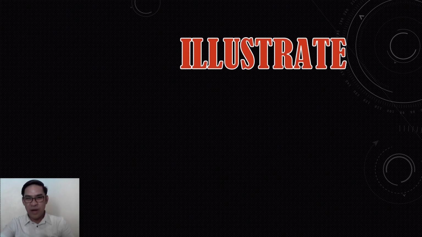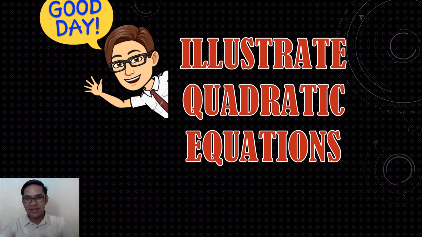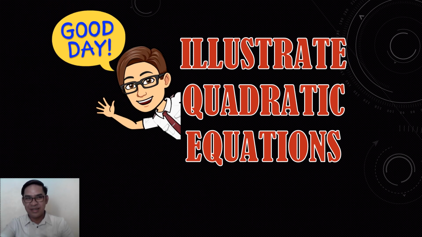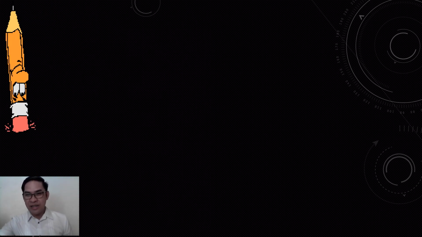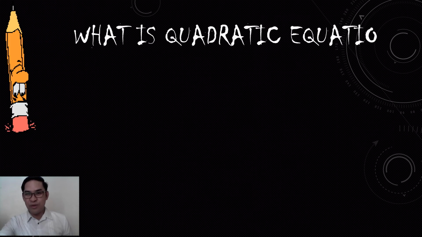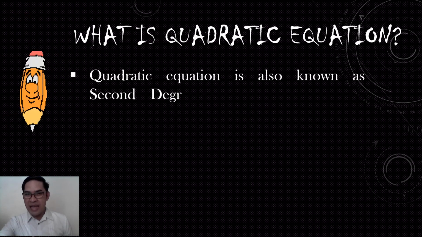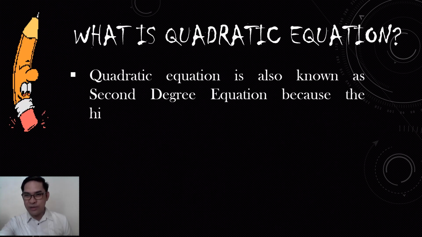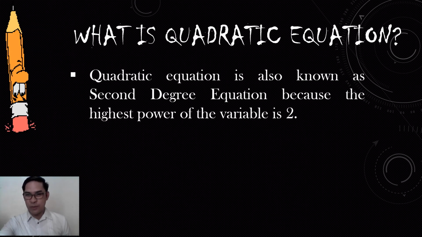Good morning, everyone. For today's session, we will be learning how to illustrate quadratic equations. But first, we need to define quadratic equation. What is a quadratic equation? A quadratic equation is also known as the second degree equation because the highest power of the variable is 2.